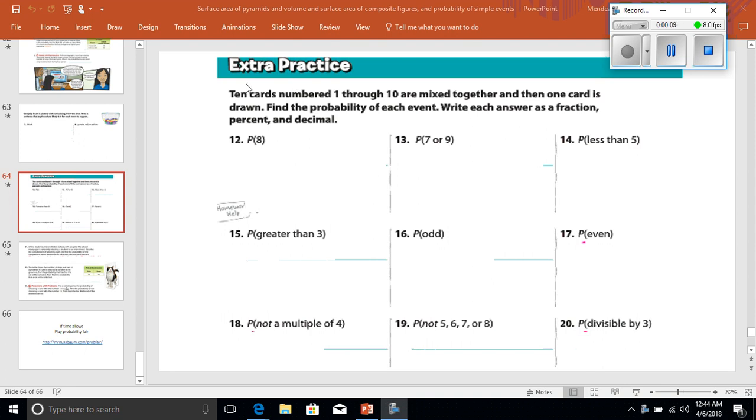We have 10 cards numbered 1 through 10 that are mixed together, and then one card is drawn. Find the probability of each event. Each answer is a fraction, a percent, and a decimal.